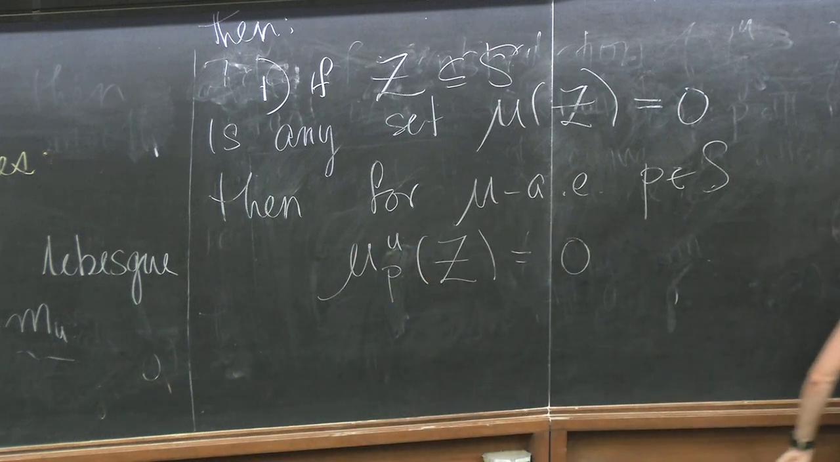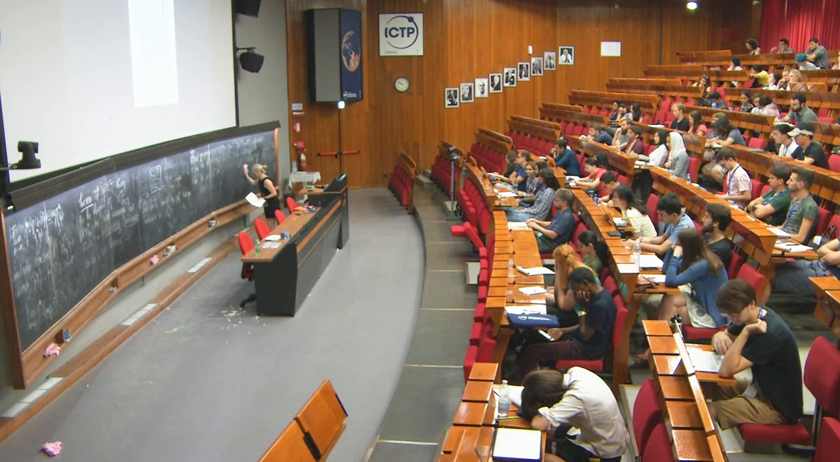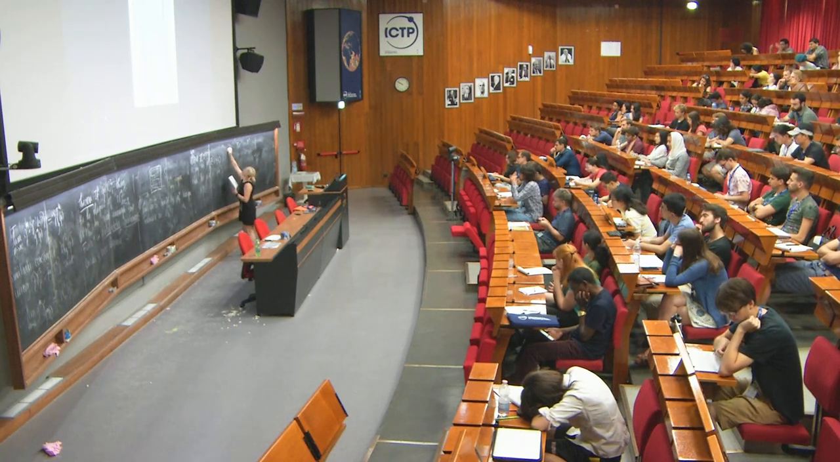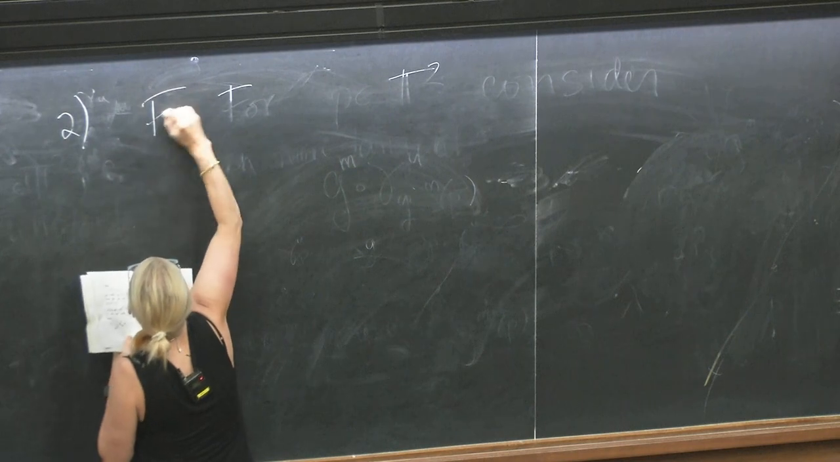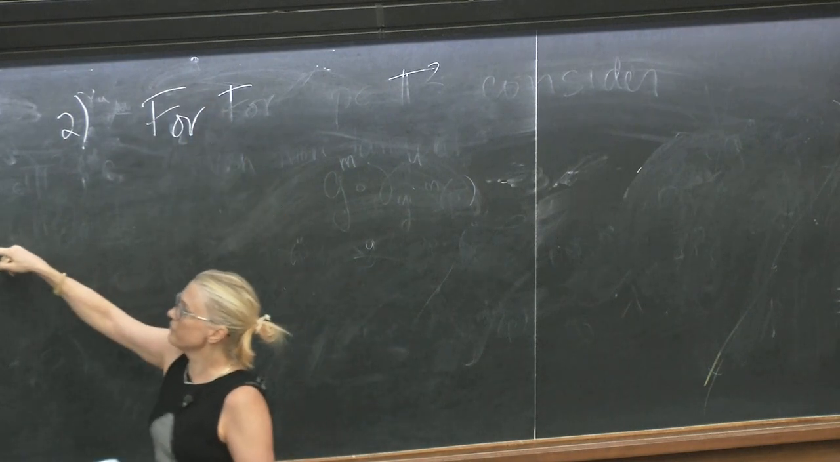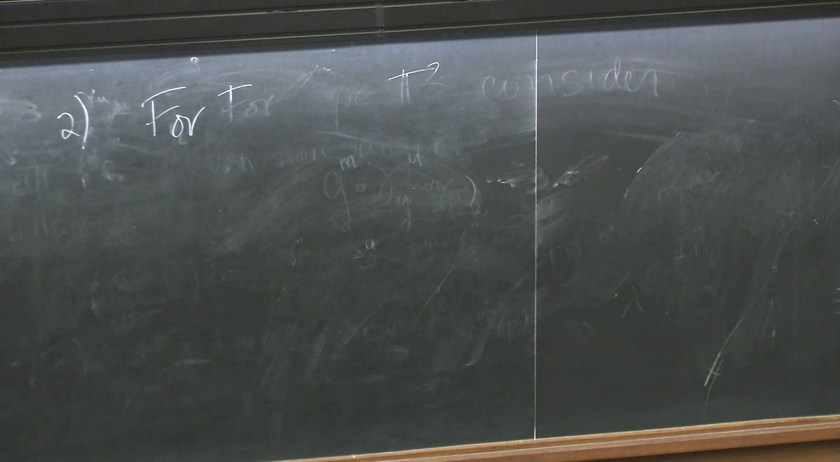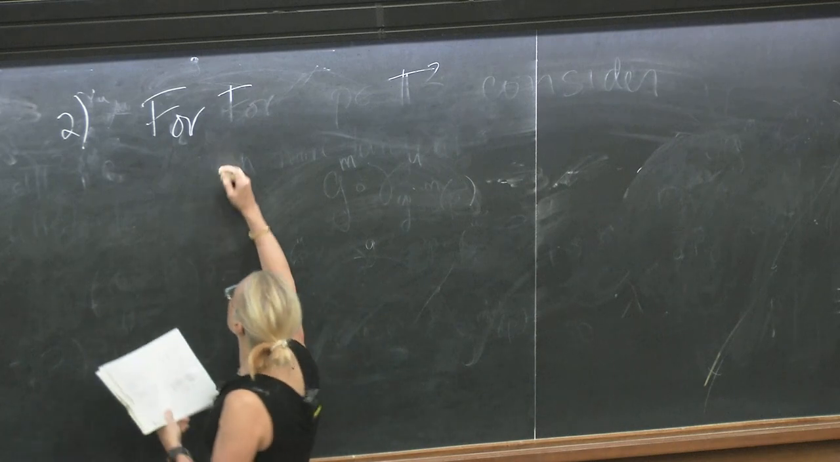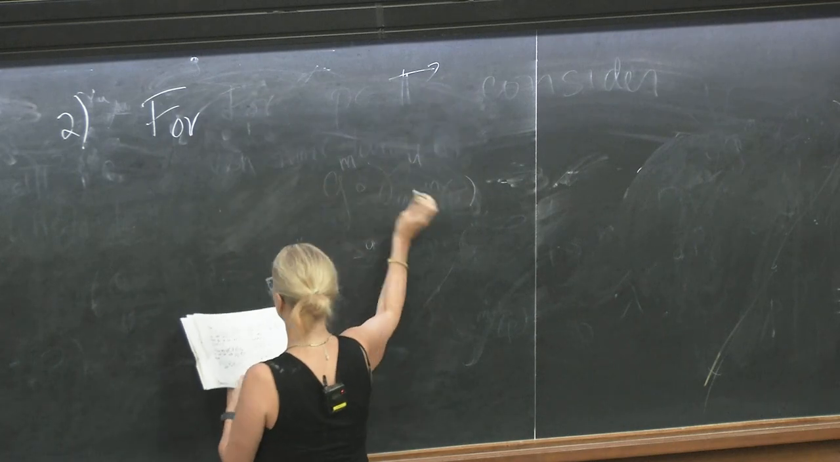And the second property kind of goes the other way. It says that if Z is any measurable set, then mu of Z equals 0 if and only if for almost every point that intersection has measure 0. So it's really an if and only if. And then the other is a sort of transverse form.